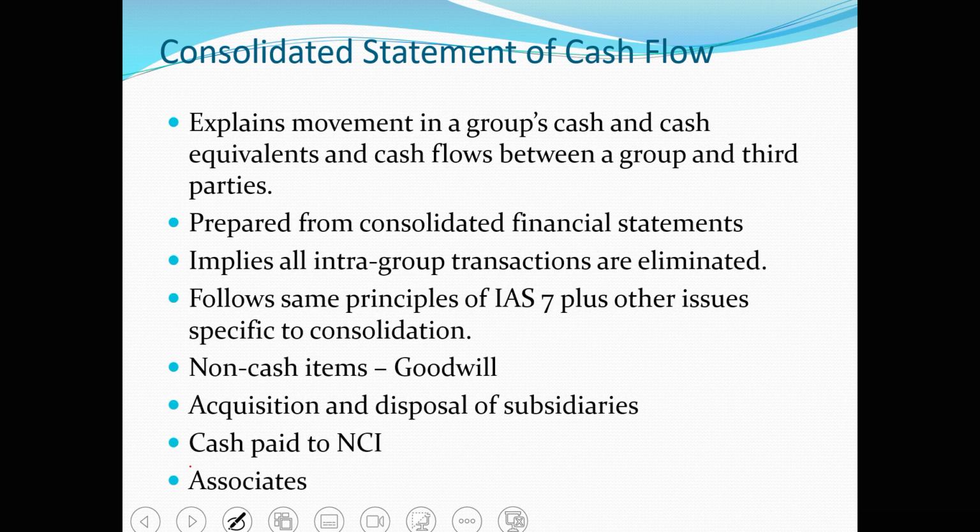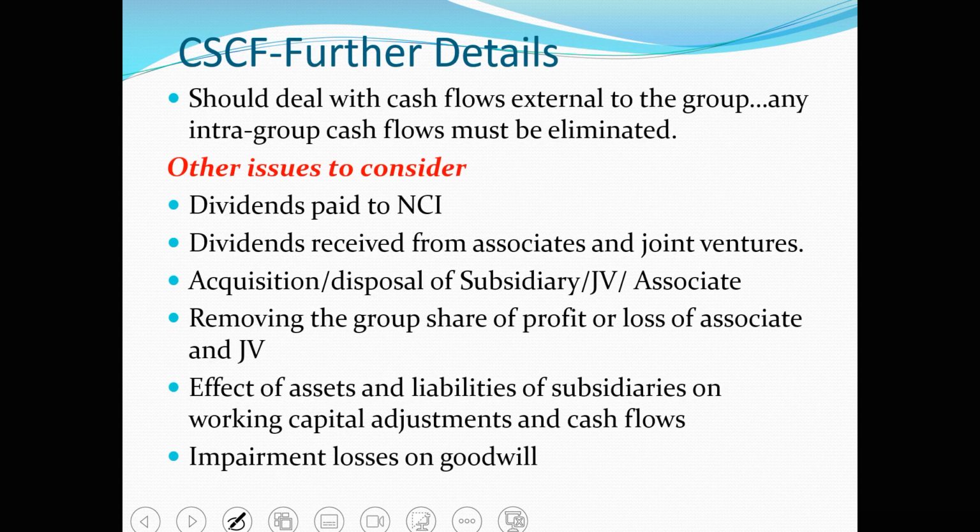Acquisition will bring in assets and liabilities: payables, receivables, inventory. And disposal of subsidiaries will take out assets and liabilities. Then your NCI, how much has been paid to NCI in terms of cash, and your investment in associates, how much you are getting from your investment in an associate. So these are peculiar to consolidation, so we have to talk about them.